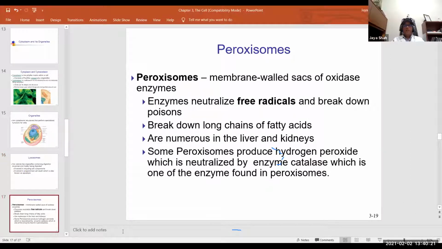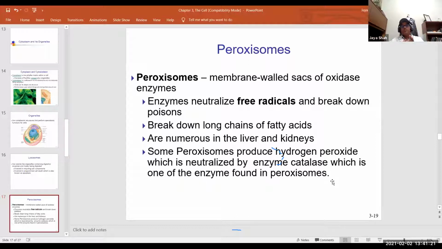Are you following me? Okay, another group of enzymes contained in a vesicle is peroxisomes. Peroxisomes are membrane-walled sacs of oxidase enzymes. What do peroxisomes do? They take a hydrogen atom from some molecules and form hydrogen peroxide. The hydrogen peroxide then kills bacteria and other components, but you don't want more hydrogen peroxide because it is toxic in the cells. Then we have another enzyme inside the peroxisomes, which neutralizes the hydrogen peroxide. That's why I have written here, some peroxisomes produce hydrogen peroxide, which is neutralized by the enzyme catalase, one of the enzymes found in the peroxisomes.